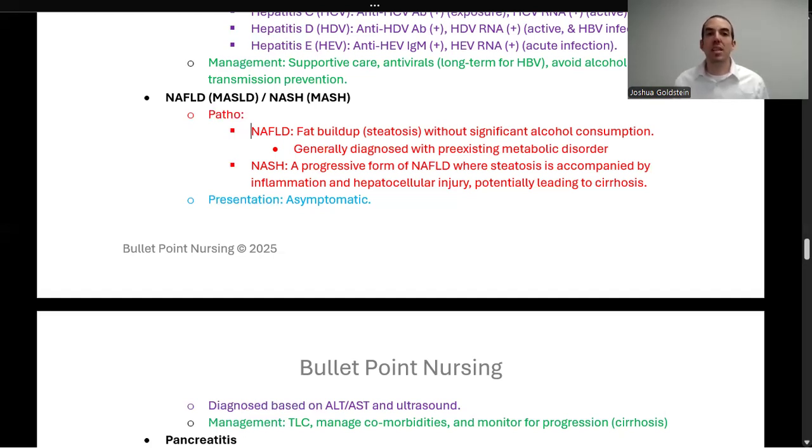Also manage any comorbidities, because almost always NAFLD is going to be together with high blood pressure, cholesterol, diabetes, all the stuff that's so common in the United States. And finally, we're going to monitor this on a routine basis every year or every 6 months, depending how bad it is, because at some point, if it's not managed, it will turn into cirrhosis.